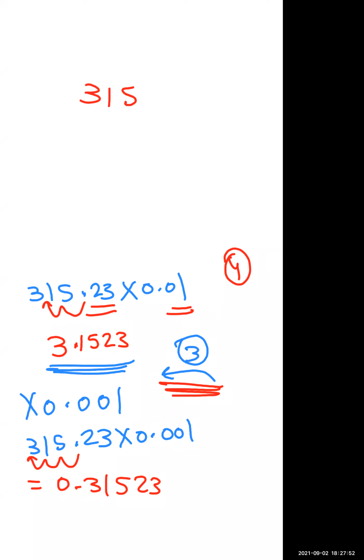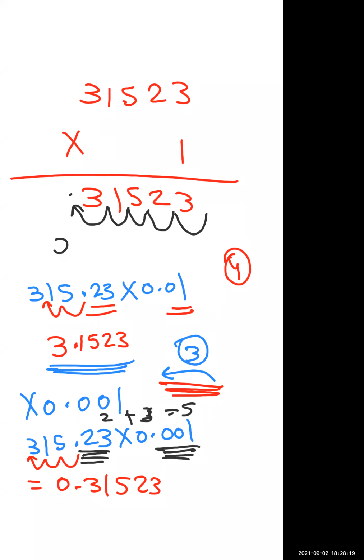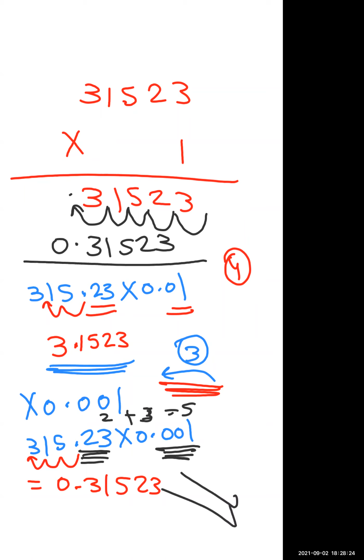31523 times 1 will equal 31523. Now, get back to the decimal places. How many decimal places do we have here? 2. And here, 3. So 2 plus 3 means 5 decimal places. Now the answer, 1, 2, 3, 4, 5. So the decimal point becomes here. So 0.31523. That's the same answer. Okay, guys?